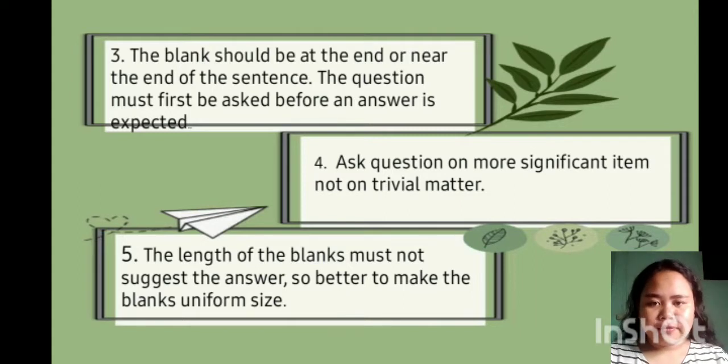Guideline number 5. The length of the blanks must not suggest the answer, so it is better to make the blanks uniform in size. If we standardize the length of the blanks so that it is not suggesting the answer, we can analyze if the student is good at memorization or remembering the lesson.